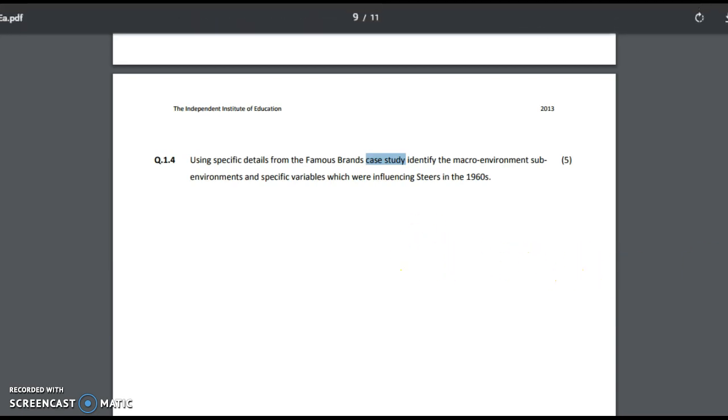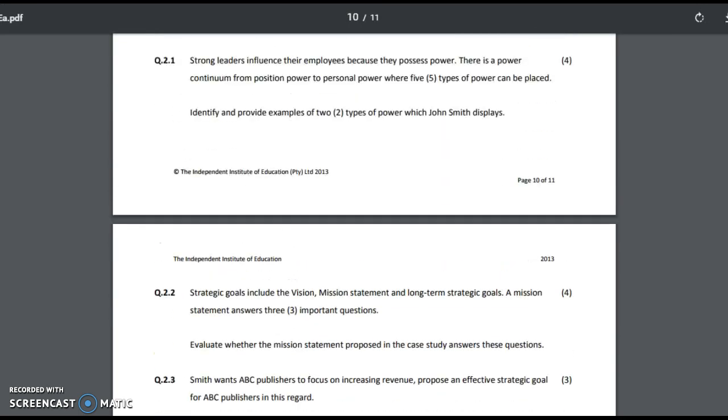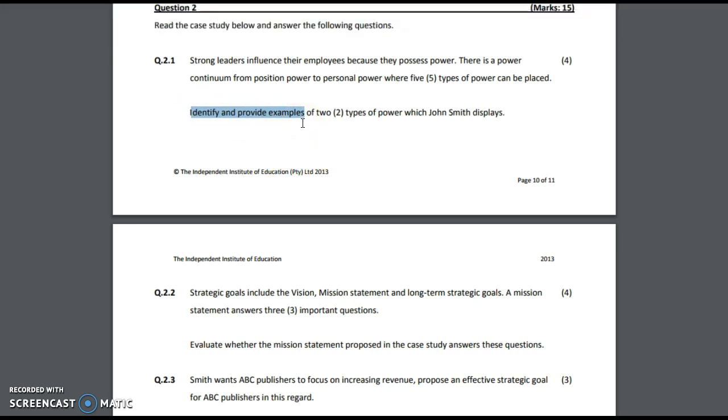Okay, and again, this is in the next question on 2.1. Identify and provide examples. I'm looking at this question here. So the examples, you must give examples from the case study, but not just one-word examples. You must give it like a model answer would be, you can see this kind of power due to this, which can be seen in the case study. So he did this, or he communicated in this way. So you need to give a full example, not just one word.